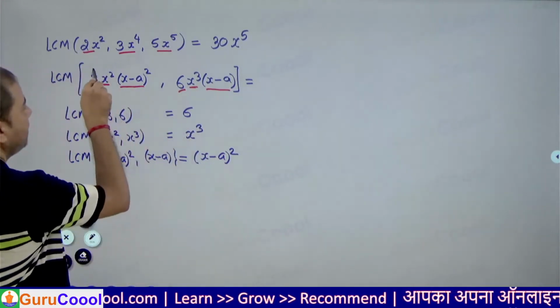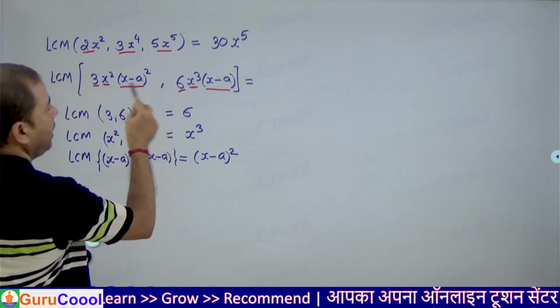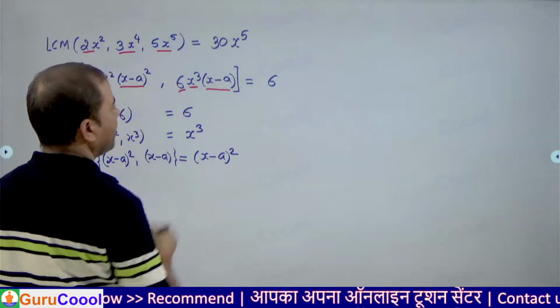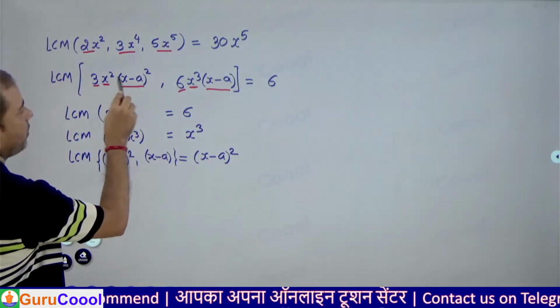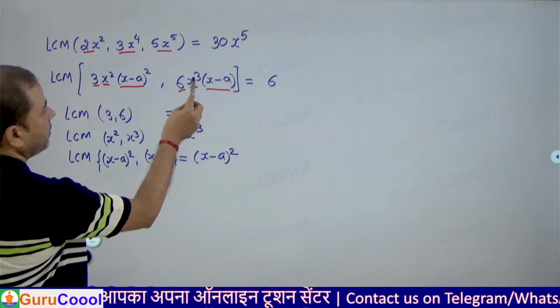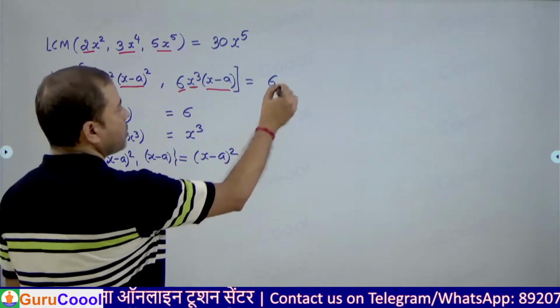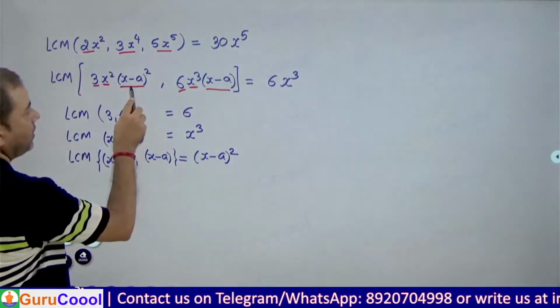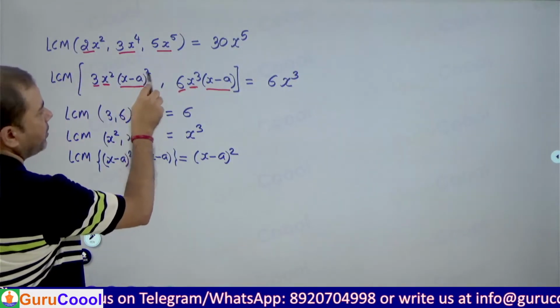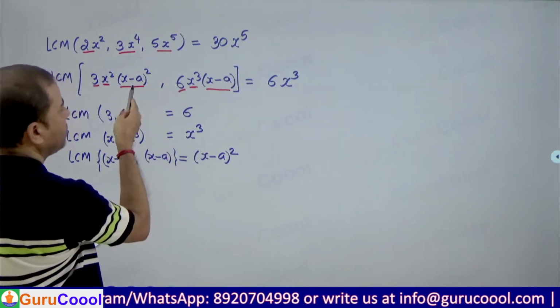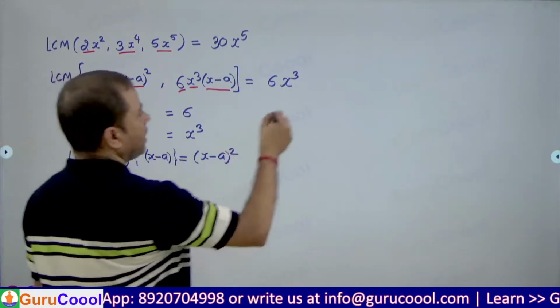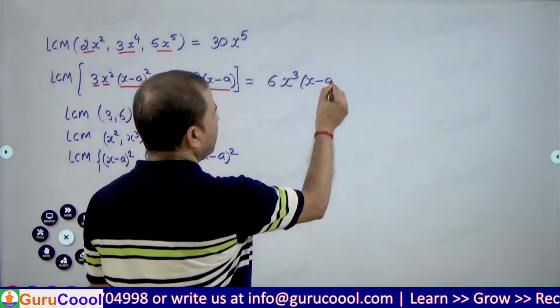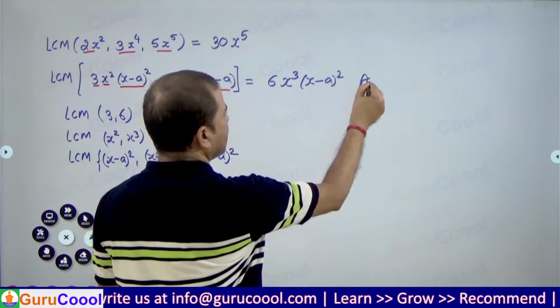So first we look at the number 3, number 6. LCM is 6. Then we look at the first factor x square and x cube. Highest power is power 3. So we choose that x power 3. Now we look at the third factor x minus a. Here with power 2, here with power 1. Higher is 2. We'll take that, x minus a power 2, and it's done.